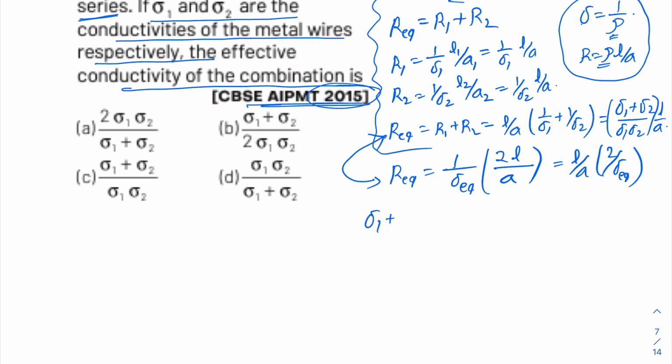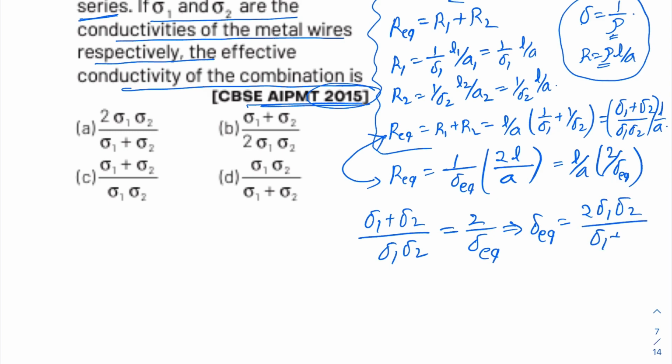sigma 1 plus sigma 2 divided by sigma 1 into sigma 2 equals this portion L by A. So it will cancel out. So it will be 2 by sigma equivalent. So sigma equivalent will be equal to 2 into sigma 1 into sigma 2 divided by sigma 1 plus sigma 2. So this is your final answer.